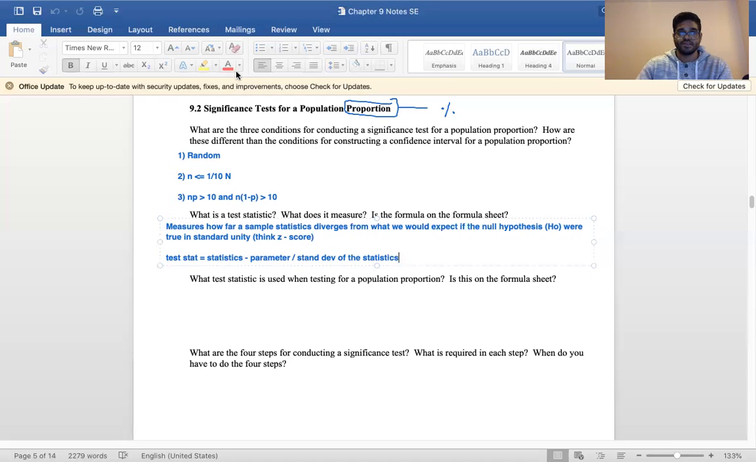So what is the test statistic for proportions? And is this on the formula sheet? So here we're going to have z equals p hat minus p over the square root of p times 1 minus p over n. Okay. And just to note, this is not on the formula sheet.